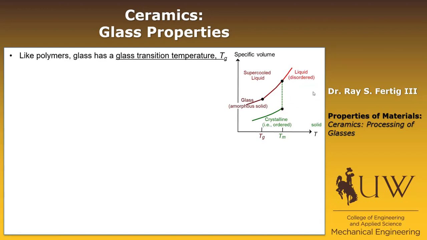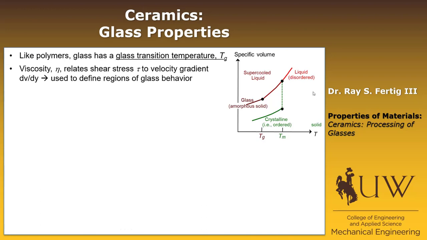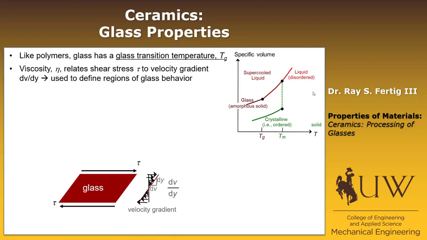So what that really means is that we have a continuous property change from liquid into the solid phase, and so we need a way to talk about where we are along that transition. And so we use viscosity, and we denote that as eta. All viscosity does is relate shear stress to the velocity gradient, dV/dy. And so that's how we define various regions of glass behavior.